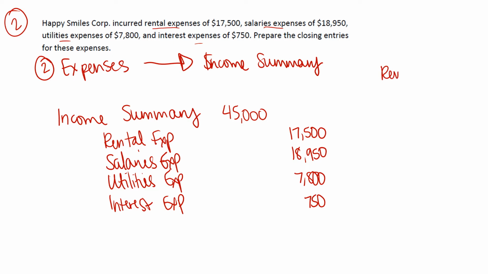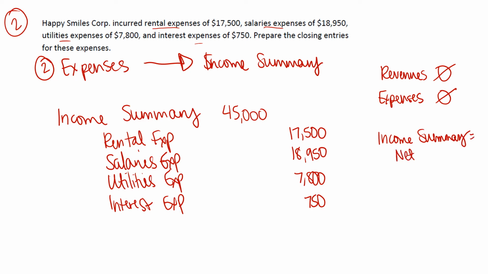So revenue accounts that we looked at in the first closing entry have been zeroed out. Now expenses with this journal entry have been zeroed out. All revenues and all expenses have been moved to income summary. So at the end of this journal entry, income summary will be equal to net income. Because remember, net income is just revenues minus expenses. And if we've now moved all revenues and all expenses to income summary, then that will also be equal to the net income.